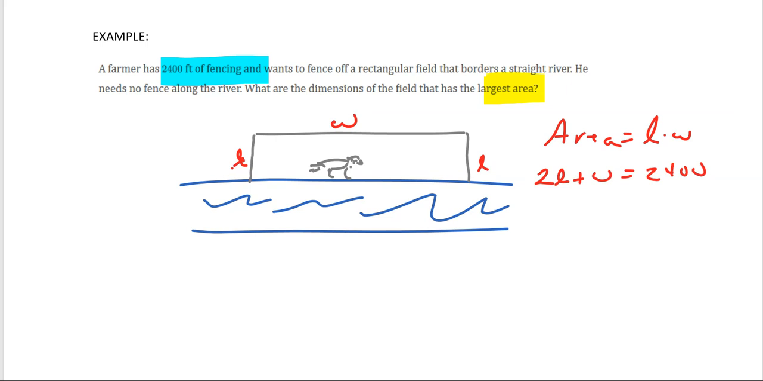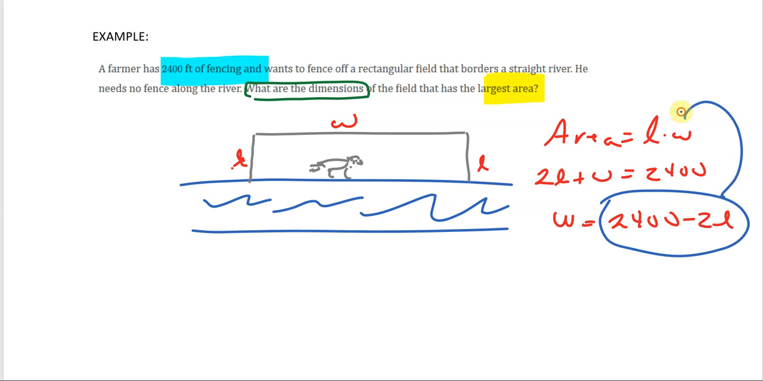And then it says, of course, what are the dimensions of the field? So that's what I need to eventually answer: the dimensions for that rectangular pen with the maximum area. So I need to maximize the area, so that's the one I'm going to optimize, and I have two variables in it, an L and a W. I would like to narrow that down, so I'm going to take this second equation and solve it for W. So that's 2400 minus 2L. Then if I make that substitution and put it in for the W there, the area is L times (2400 minus 2L).